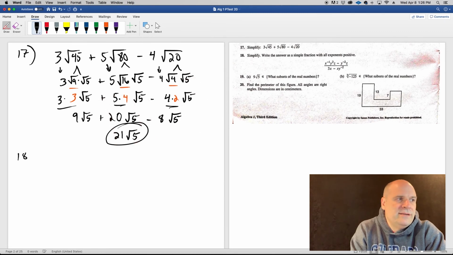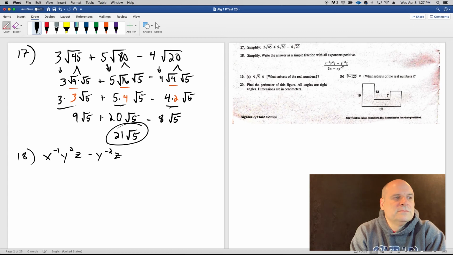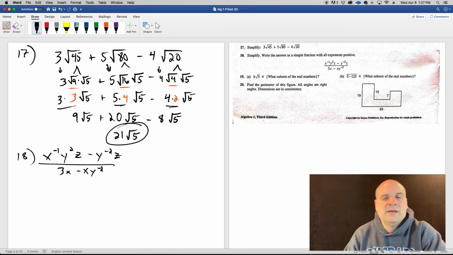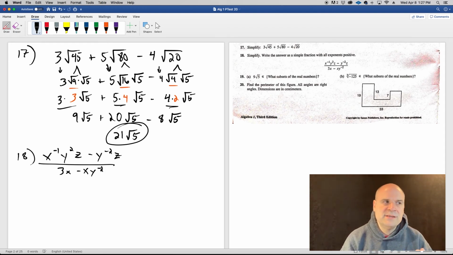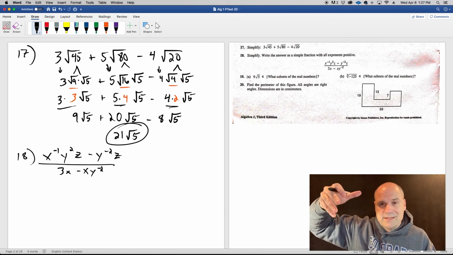All right, number 18. We're gonna simplify this, and we're gonna write it as a simple fraction with all exponents positive. Okay, so let's not worry about that right now. Let's just start dealing with these crazy exponents, all over 3x minus xy to the negative 2. Okay, remember the rule of negative exponents is you can switch the position if you switch the sign. So a negative exponent like x to the negative 1 is really just 1 over x to the positive 1. You can switch a number from the top to the bottom by just changing the sign of the exponent, okay?